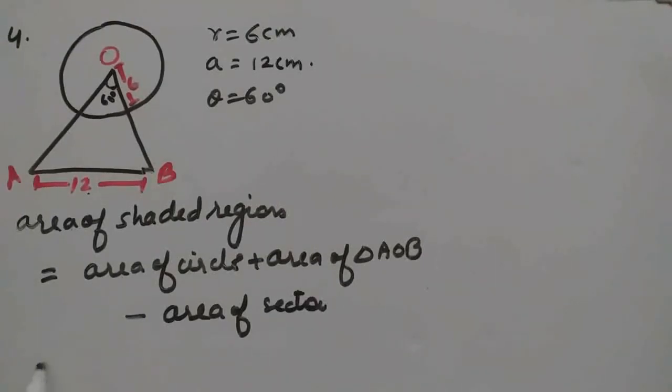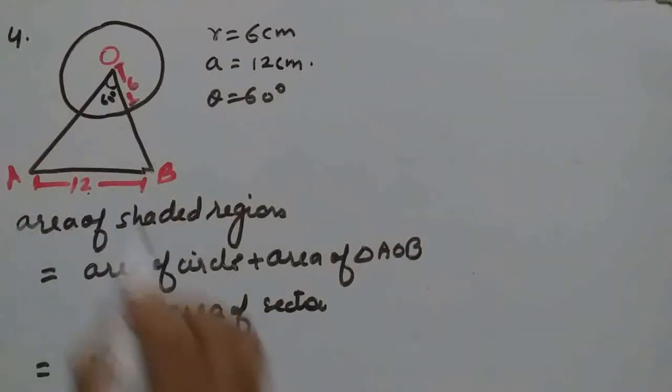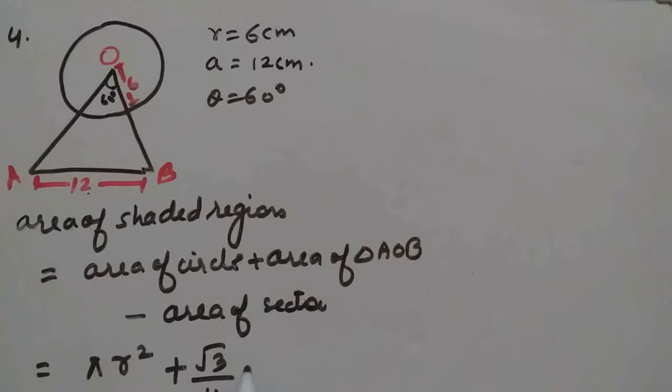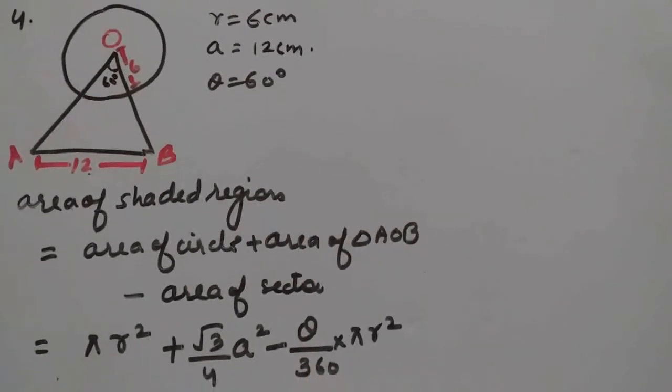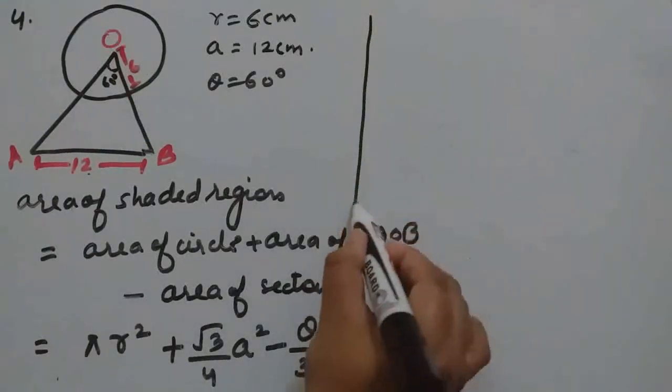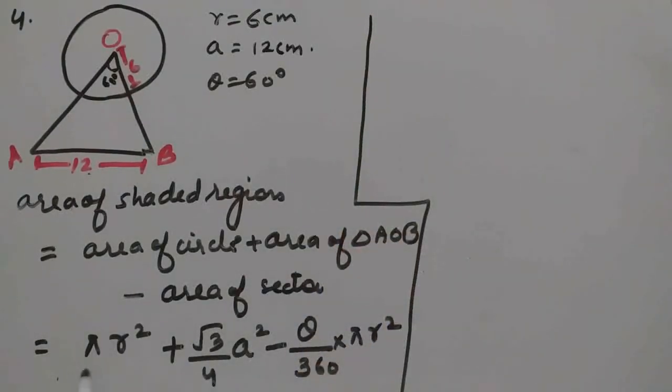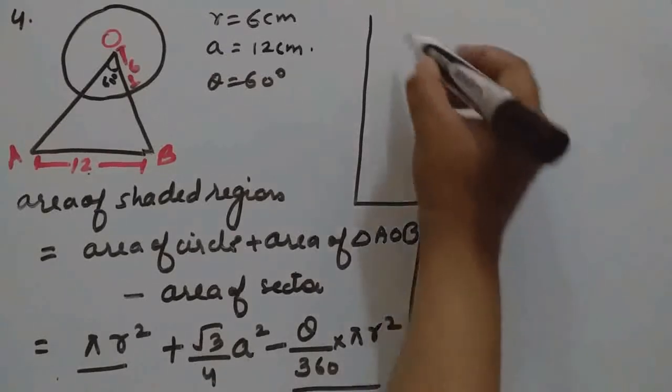Okay, so area of circle means pi r square. Area of triangle, since it is equilateral, we can use root 3 by 4 a square, minus area of sector means theta by 360 into pi r square. Okay, this way we can write. Now see, pi r square we can take common.